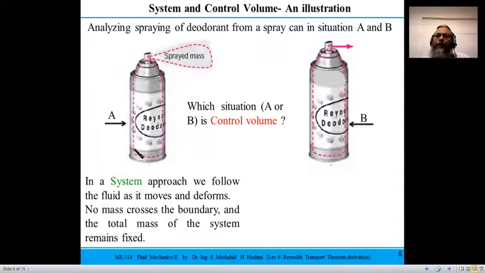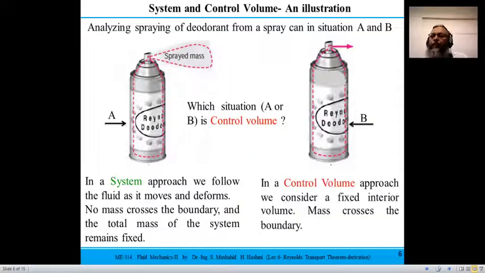Obviously, here you see in a system approach we are focusing on the same entity of mass, so our mass is not changing. We are only focusing on the same mass all the time, so that is my system. So A is not a control volume, A is a system approach. Whereas B is a control volume, because in the region of interest there is an opening where mass can leave. So we are not controlling the mass because mass can go out from this opening. So approach B would be called the control volume approach.